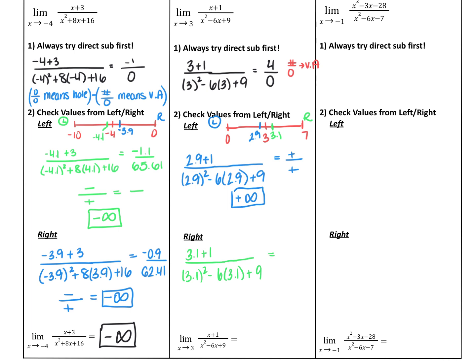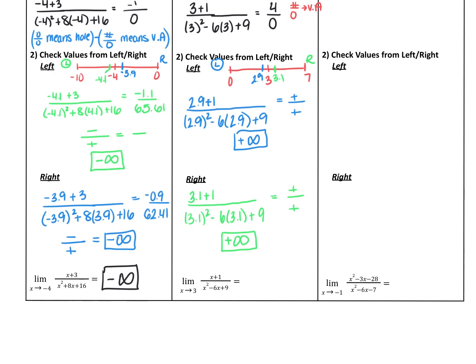All right, take a minute, pause the video, type those in, and then hit resume when you're ready for the answer. Okay, so they both come out to positive again. So a positive divided by a positive is simply positive infinity. Now, if the limit from the left and the limit from the right are equal, that says the limit as a whole is the same thing. That limit is also positive infinity.